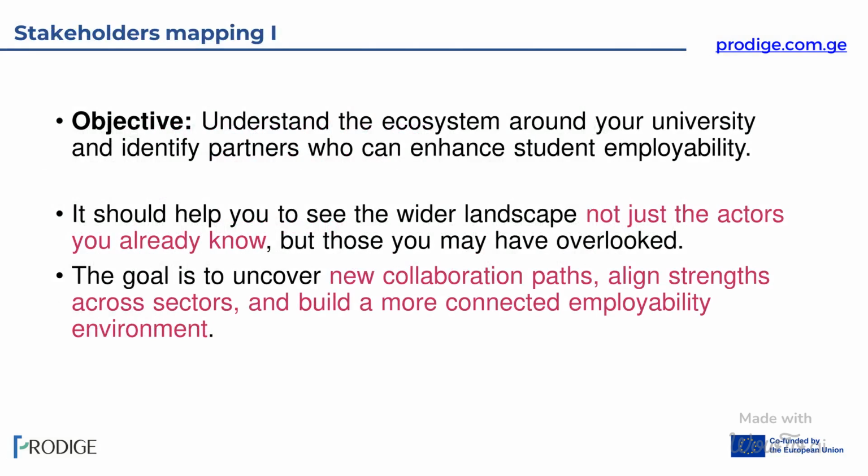First, we'll introduce stakeholders mapping, a method designed to help you understand the ecosystem surrounding your university and identify partners who can strengthen student employability. The objective is not just to list the actors you already know, but to broaden your perspective and uncover stakeholders you may have overlooked. By mapping stakeholders, you gain a clearer view of the wider landscape, including potential collaborators across industry, government, and civil society.